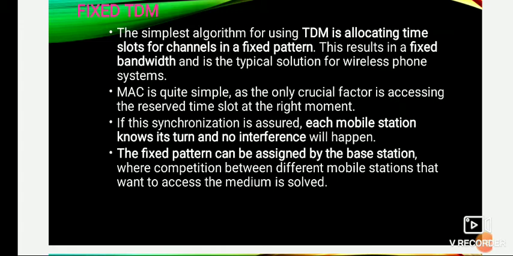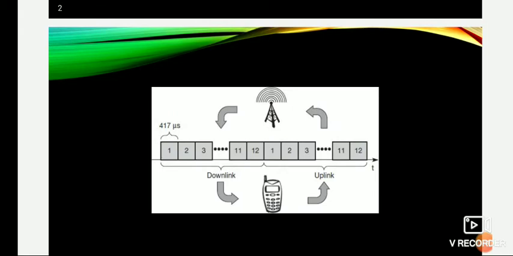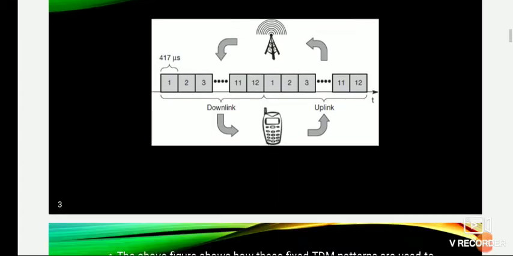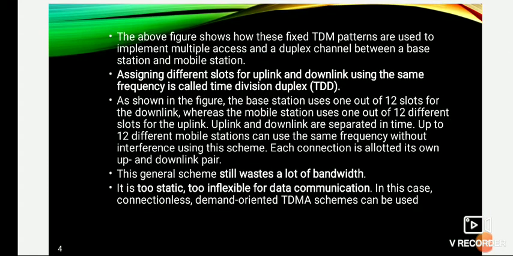The fixed pattern can be assigned by the base station, where the competition between the different mobile stations that want to access the medium is solved. So, this is a diagram for fixed TDM. We have uplink and downlink and we split them into slots. The above figure shows how these fixed TDM patterns are used to implement multiple access and the duplex channel between a base station and the mobile station.